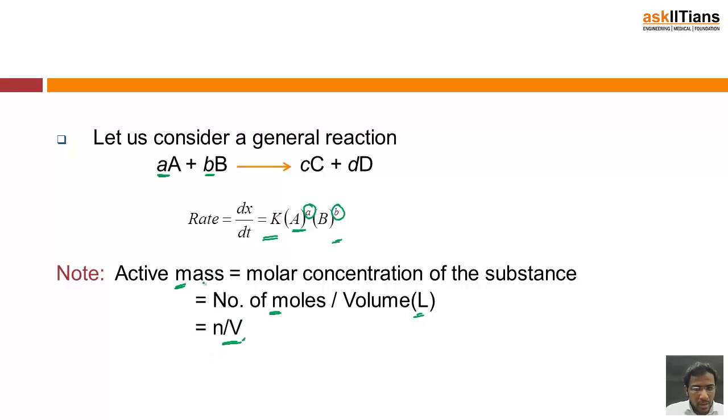So this is about the law of mass action, which expresses the relation between rate and the active mass of the reactants. Active masses are the molar concentrations of the reactants. This is a theoretical law, where the rate expression is directly deduced from the chemical equation.